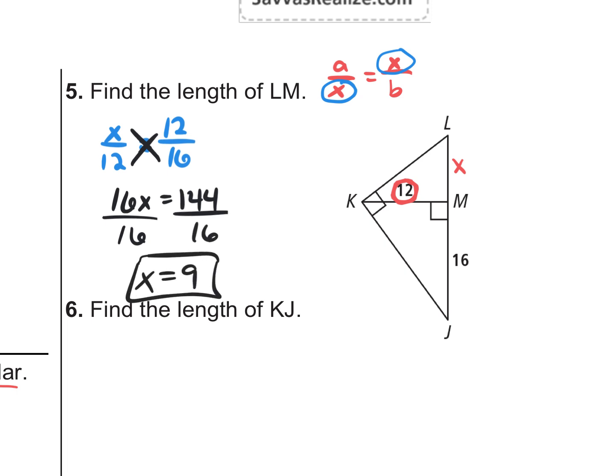Again, this is kind of a two-part question. When you find a value of something, what should you do with it? Put it in the picture, because it's probably going to help you later on. So I know now that LM is 9. Moving on to number 6, it wants to find KJ.